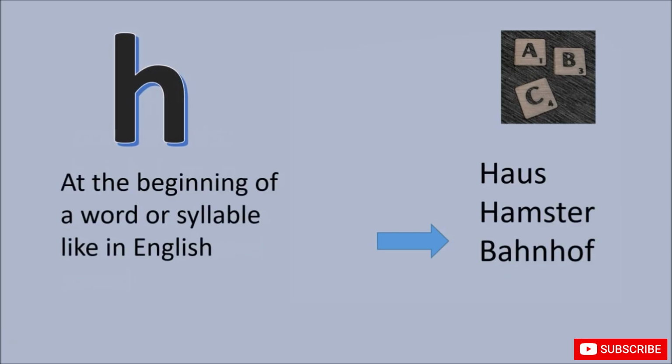At the beginning of a word or a syllable it is just like in English. Haus, Hamster, Bahnhof. So there is Haus and Hamster. It is actually like the English word. Bahnhof, we've got the first H because that makes it a long A sound. And then the second syllable, or actually a compound noun, it's just a word, Hof. So as in English.